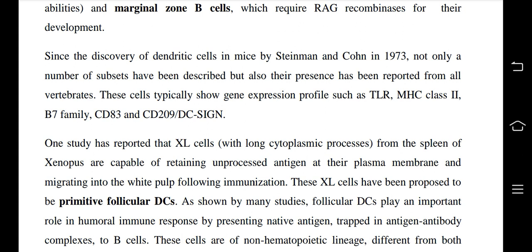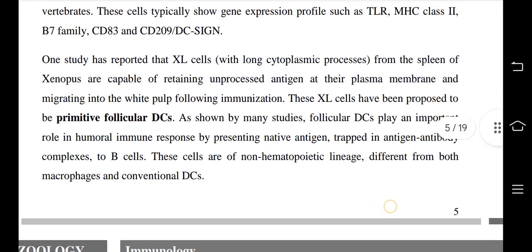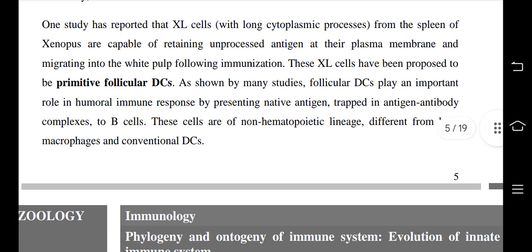One study has reported that XL cells with long cytoplasmic processes from the spleen of Xenopus are capable of retaining unprocessed antigen at their plasma membrane and migrating into the white pulp following immunization. These XL cells have been proposed to be primitive follicular dendritic cells. As shown in many studies, follicular dendritic cells play an important role in humoral immune response by presenting native antigen trapped in antigen antibody complexes to B cells.